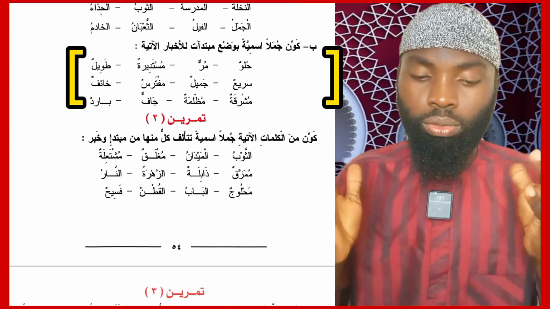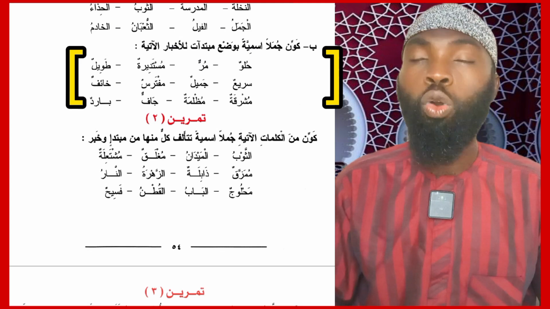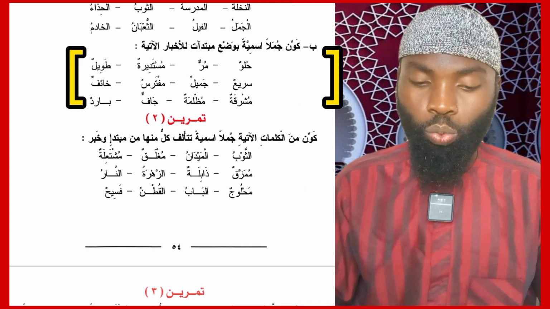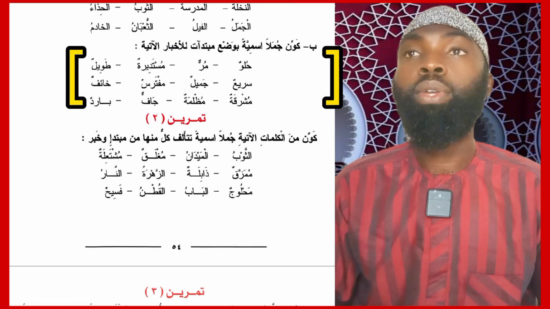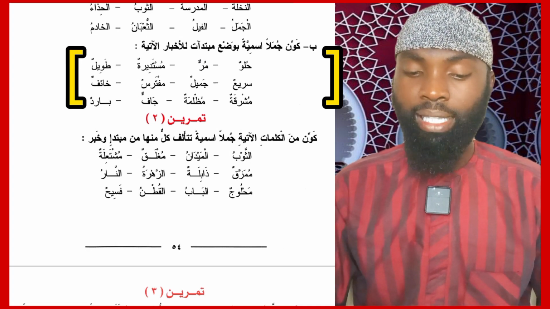The ball is round, it circles. The next we have tawilun. What? Tawilun, which means what? Tall. What can we say? We can say ar-rajulu tawilun. The man is tall. Next we have muftarisun.